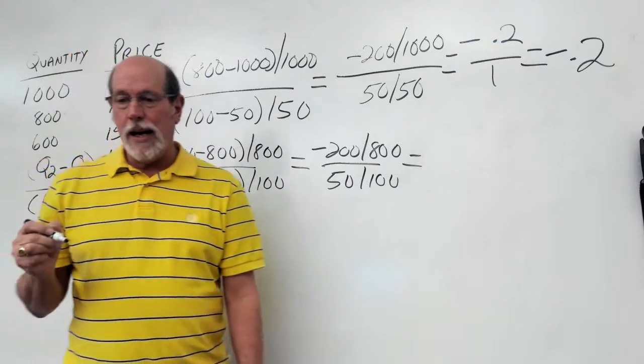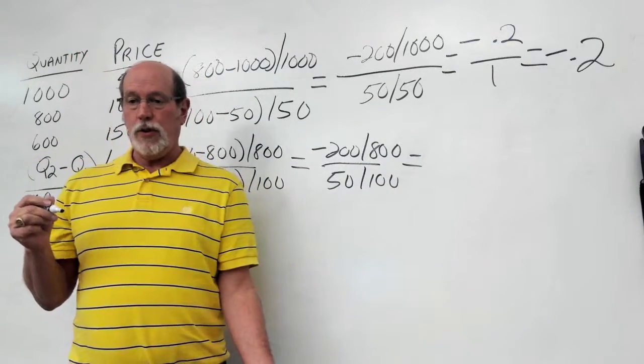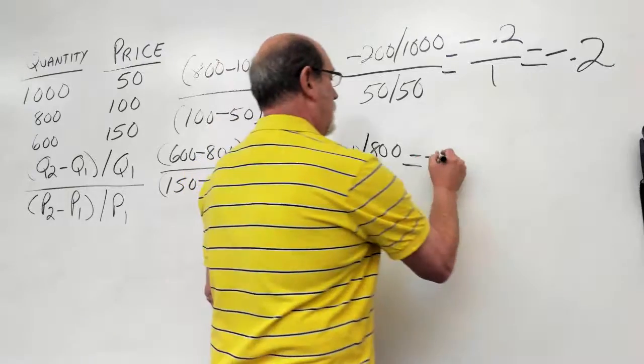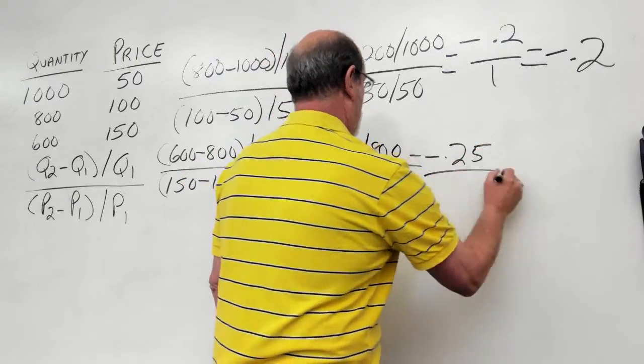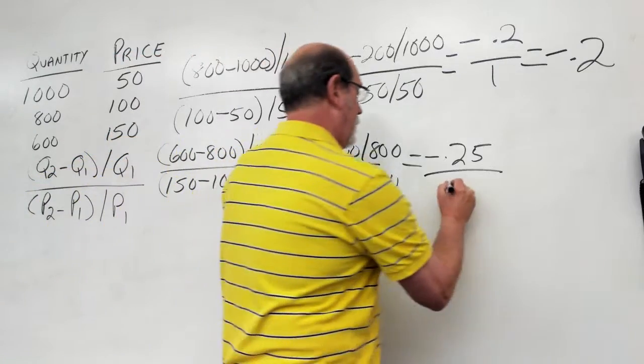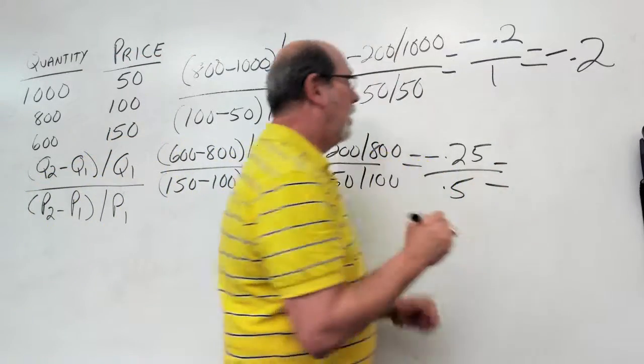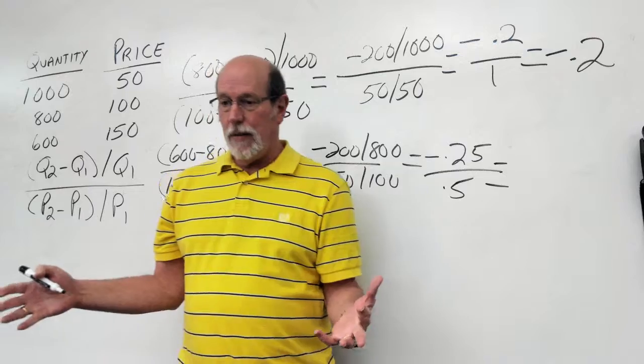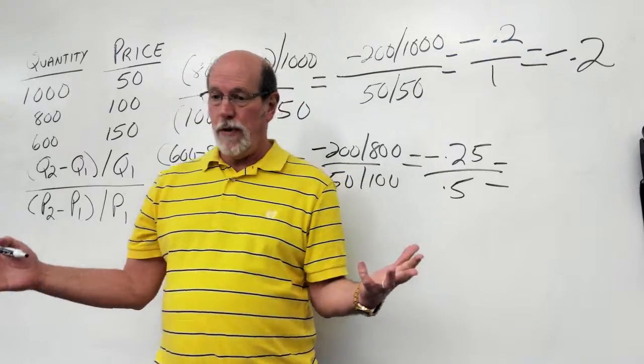So 200 divided by 800, that ought to be what? Minus 0.25. And the bottom, 50 divided by 100, is 0.5. So minus 0.25 divided by 0.5 should equal minus 0.5.